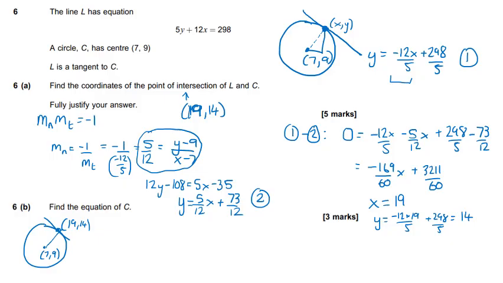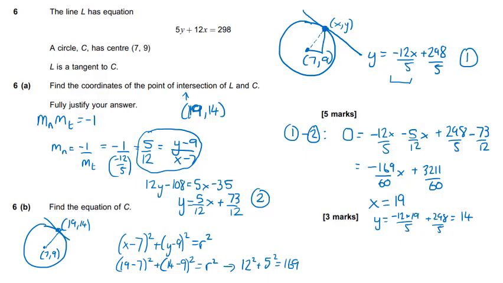But we can just substitute in the x values. So we know the equation of the circle is going to be x minus 7 squared plus y minus 9 squared equals r squared. So if we substitute in x equals 19, which is on the circle, and 14, which is on the circle, then that will give us r squared, so just Pythagoras there. So we've got 12 squared plus 5 squared, which is 169. So that's what r squared is equal to. So therefore the equation of the circle is x minus 7 squared plus y minus 9 squared is equal to 169. 13 squared.